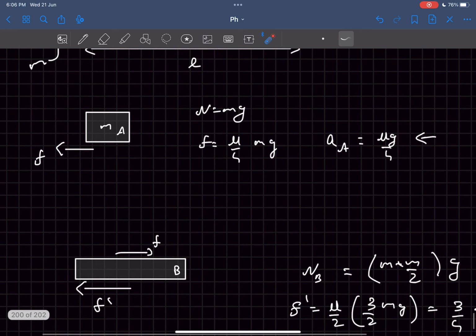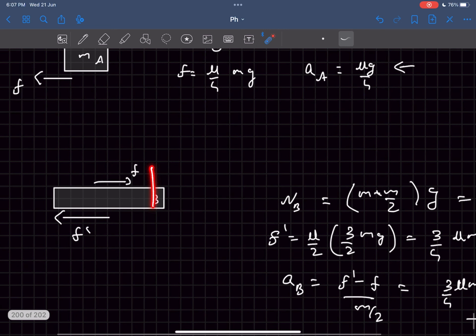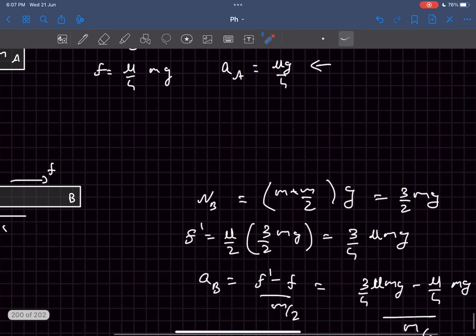Now drawing the FBD of block B, we know the same friction force will act towards the right. Similar to the previous case, the velocity of block B is going to be greater than the velocity of block C. Therefore, we can say the friction acts towards the left in block B. And now the normal reaction here would be simply the sum of weights of block A and block B. So it will be m plus m by 2 times g, which is 3 by 2 mg.